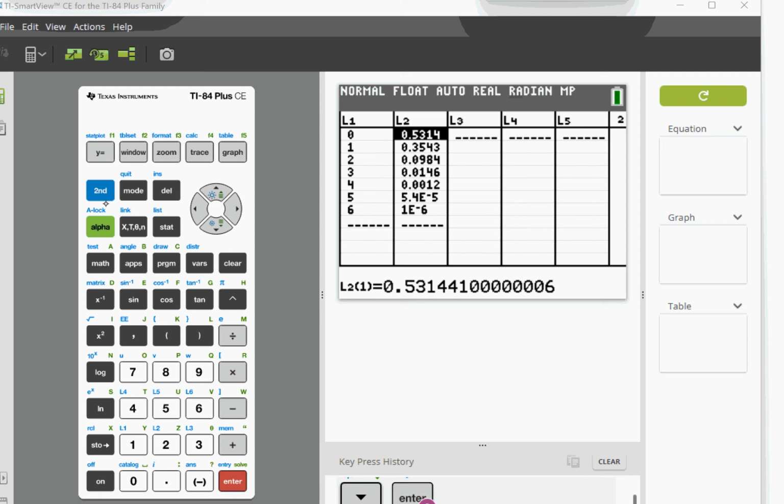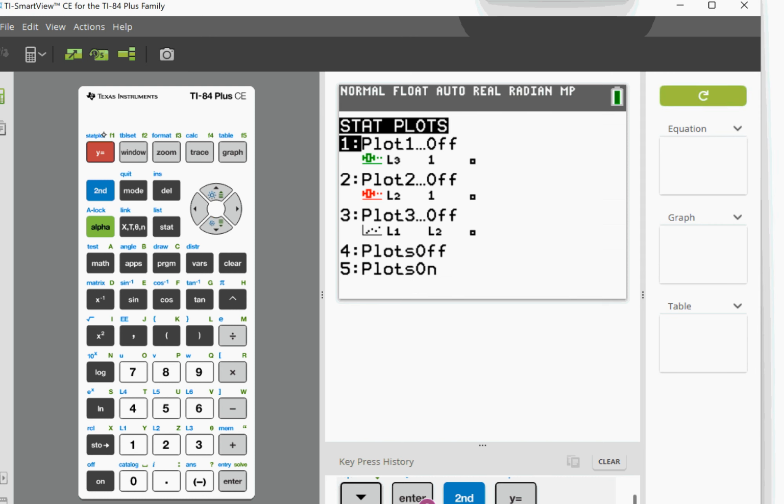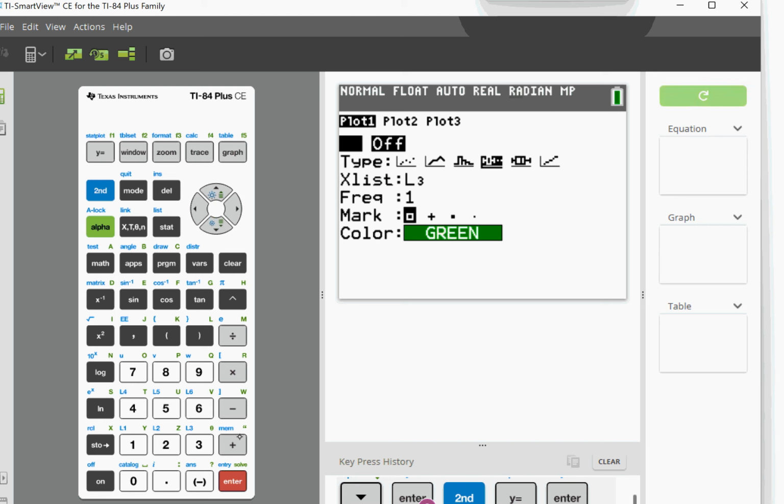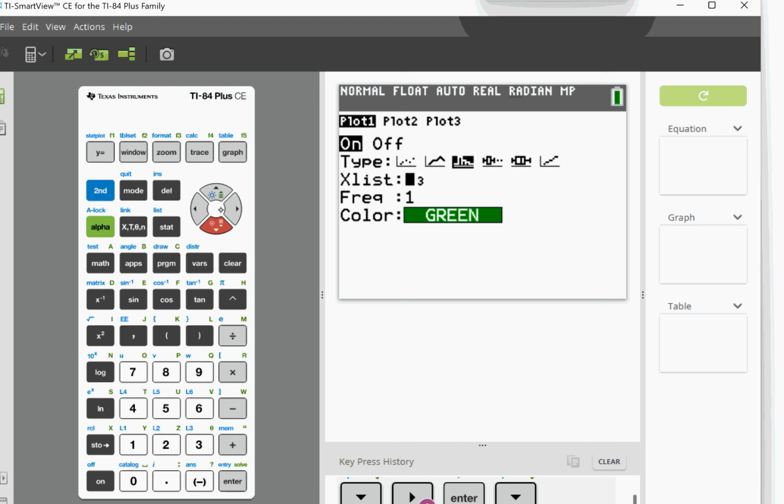So here's how we do it. We go second y equals, second stat plot. We hit enter. We're going to turn this graph on. And then we're going to go to type. And we're going to go over and select this right here, which is a histogram. Okay. And then here's where we got to be careful.